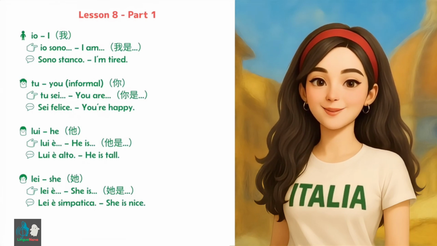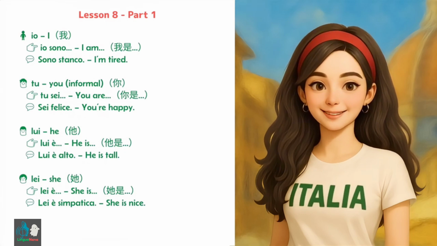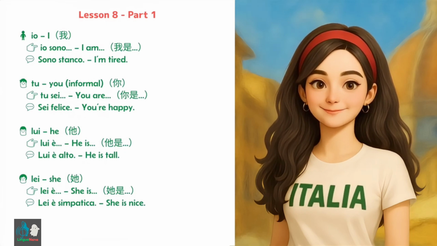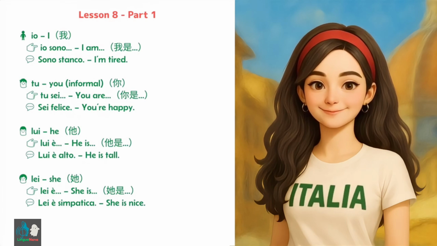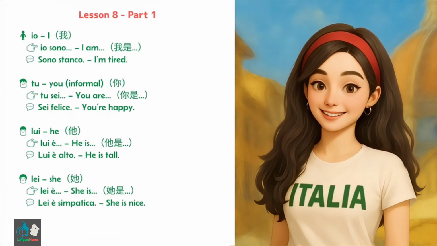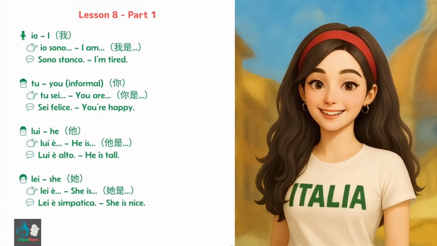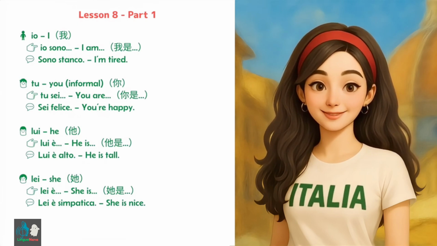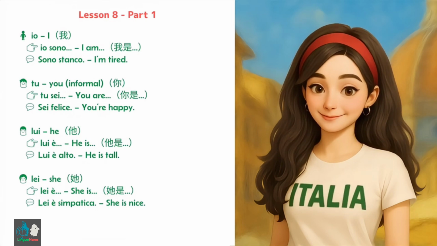Now let's look at you. Tu means you. Sei, you are. For example, Tu sei felice. You're happy. Again, the subject can be dropped. Most Italians would simply say Sei felice. It sounds more natural that way. Next.